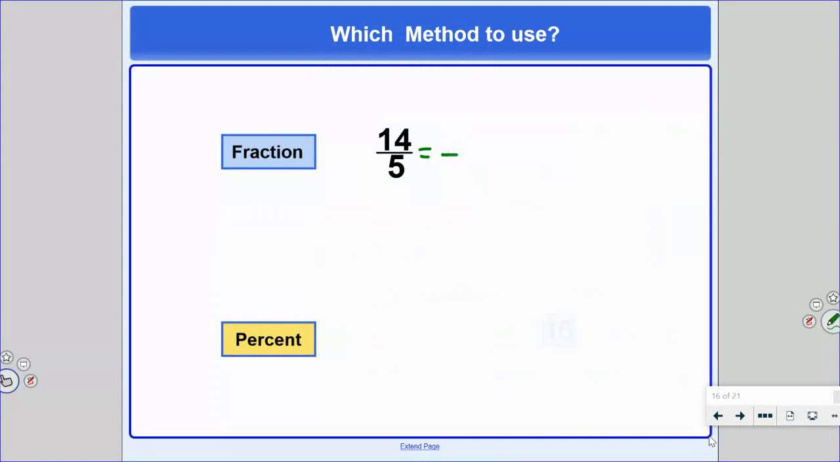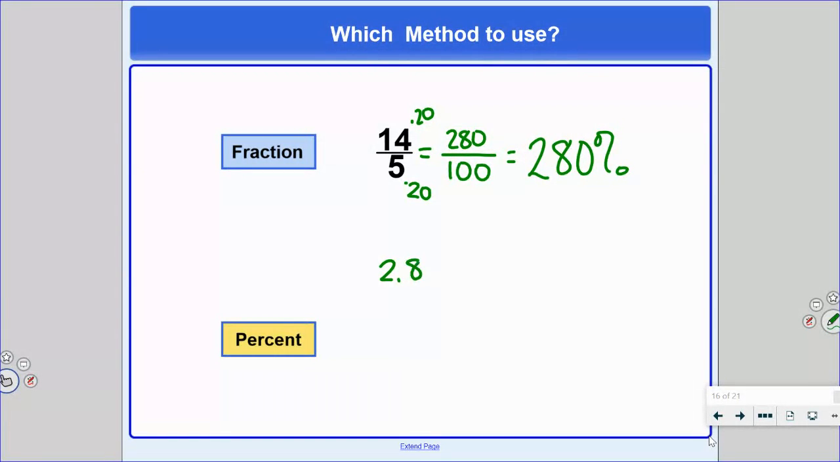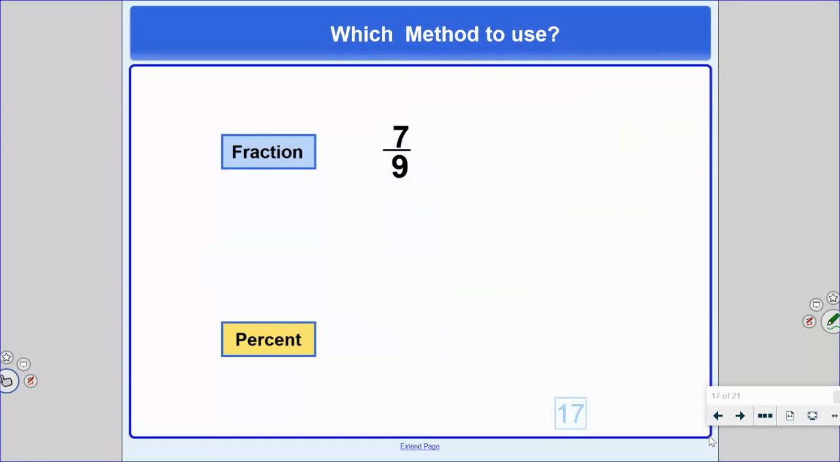This one, does that go into 10 or 100? Oh, this one nicely goes into 100. So let's use the proportion method. And now we have 280%. You can use the division method, it'll work. You'll get 2 8/10 or 2 80/100, and you'll see that turns into 280%. But always check to see if it goes into 100.